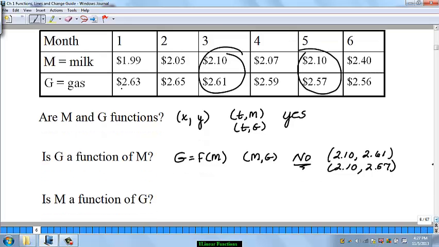The next thing is they want to know, is m a function of g? Is m a function of g? So my point now is gm. So if I look at it here, the points are now going this way. See how it's going this way now? This and these two are different, but they have the same y, but that's okay because this is where the question is. So yes, this is a function because my x's are different, or my inputs are different.